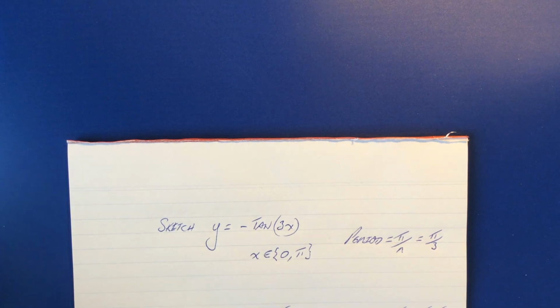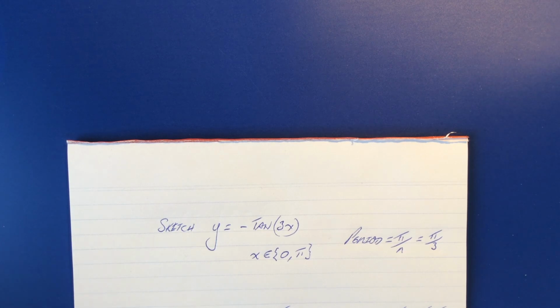Today we're going to try and sketch the graph of y equals negative tan 3x. The domain of x is from 0 to pi, otherwise this just becomes too messy. Okay, so let's get started.